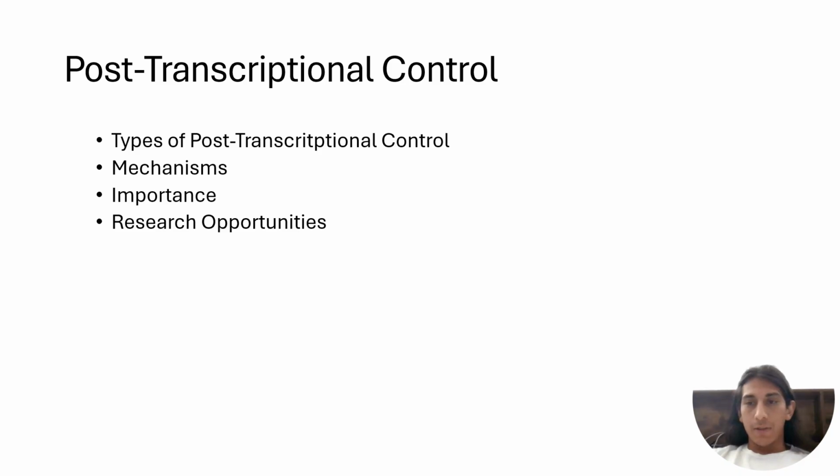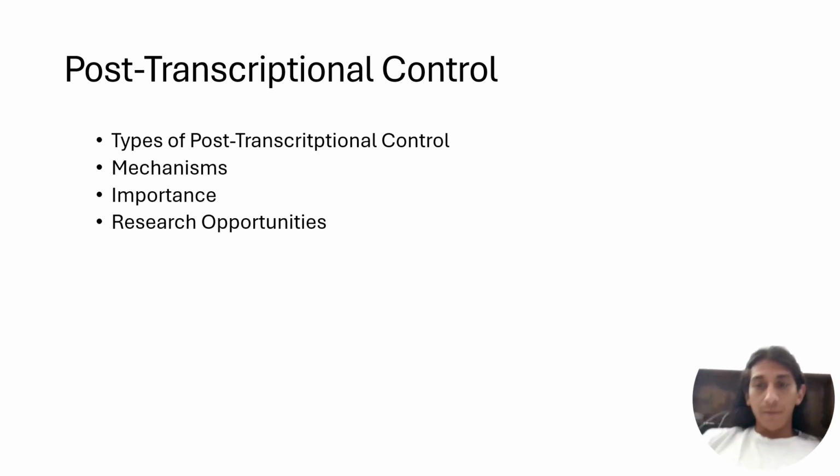Some mechanisms of post-transcriptional control. RNA binding proteins, proteins that bind to specific RNA sequences, regulating their processing, transport, and translation. MicroRNA-induced silencing complexes, complexes that bind to target mRNAs, regulating their translation and degradation. Translation initiation factors, proteins that regulate the initiation of protein synthesis. Sorry, I'm all over the place right now. mRNA decay pathways, pathways that regulate mRNA degradation, including processes such as nonsense-mediated decay.